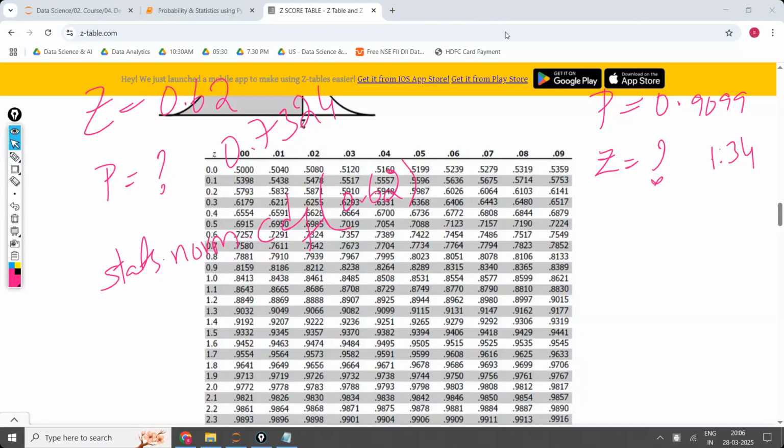1.34. Okay, 1 point, not 3. 1.3 means 0.9032 only now. I'm asking for 0.9099. Is the point clear? It is 1.34. For this, what is the function we have to use?